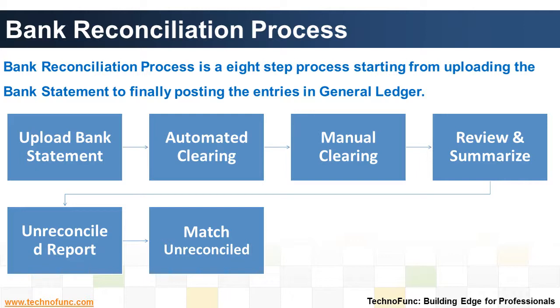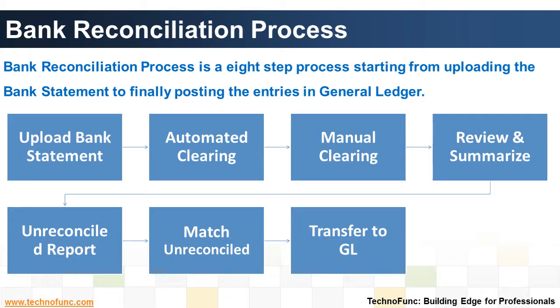Step 7 is to transfer to general ledger. After the reconciliation process, the accounting entries generated will be passed to the general ledger. The receipt and payment entries will be transferred into the actual cash or bank account in the general ledger when posted.